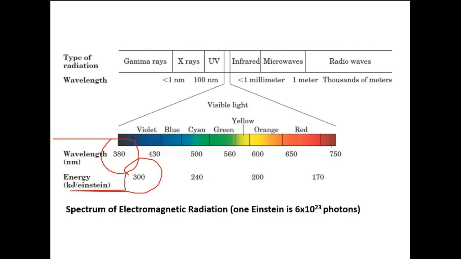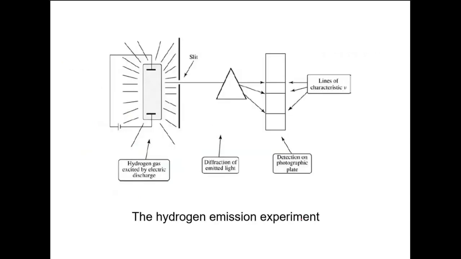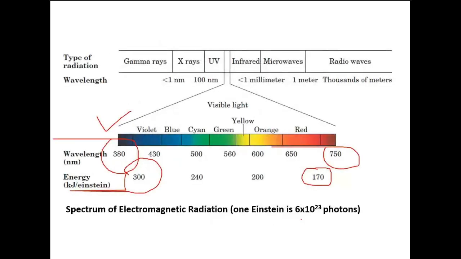On the other hand, if you look at the red region of the electromagnetic spectrum, since the wavelength is very large, the energy is only 170 kilojoule per Einstein. So this confirms that the higher the wavelength of light, the lower the energy; the lower the wavelength of light, the higher the energy. Just for our understanding, 1 Einstein is equal to 6 into 10 to the power 23 photons. The visible region of the electromagnetic spectrum is very, very important for biologists, which spans between 300 nanometer to 700 nanometer.